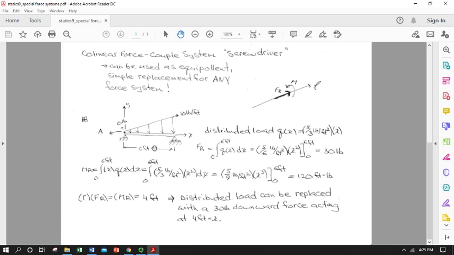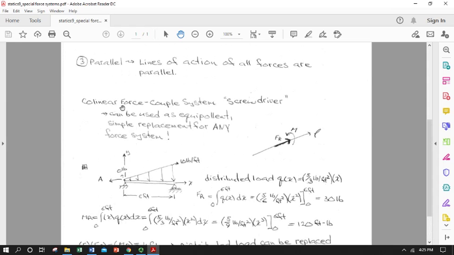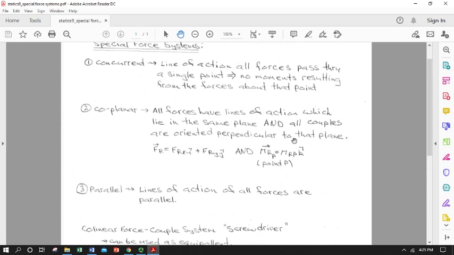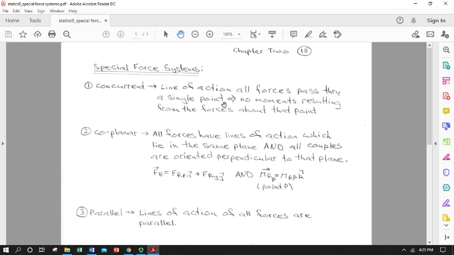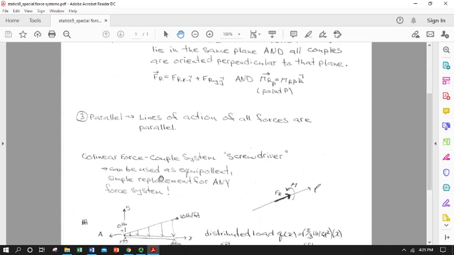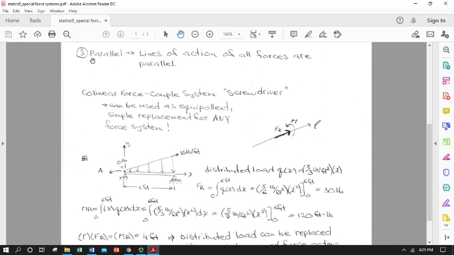So that is it for special force systems. We spent a whole lot of time with the distributed load, which is a parallel force system. We went over the concept of the equipollent screwdriver and the note that any system of forces can be replaced with a single force and a moment that turns about its line of action. Coplanar, forces all in the same plane, couple moments perpendicular to the plane. Concurrent, all the lines of action go through the single point, no resultant moment about that point. And so we are now ready to dive into a more in-depth discussion of this type of resultant force due to a distributed load next time.